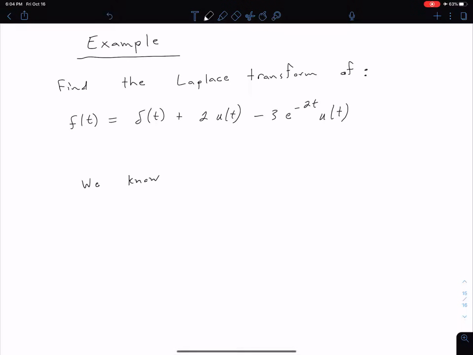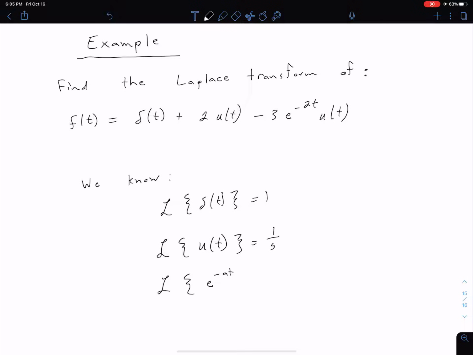So from our table of common pairs, we know the following. We know how to take the Laplace transform of our delta function. So our Laplace transform of delta of t, we said, is just 1. We know that the Laplace transform of our step function just by itself is going to be 1 over s. And then we also know the Laplace transform for our decaying exponential, so that's e to the minus at. And so we found earlier that that was equal to 1 over s plus a.